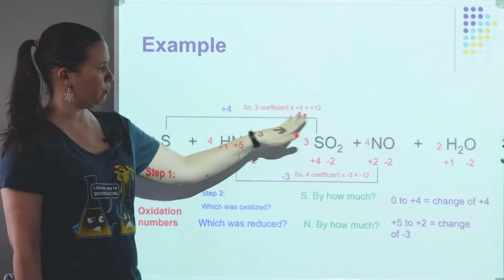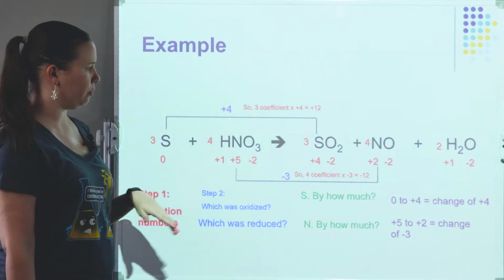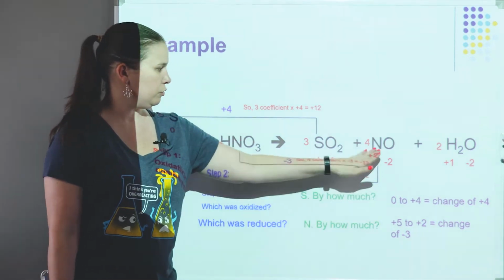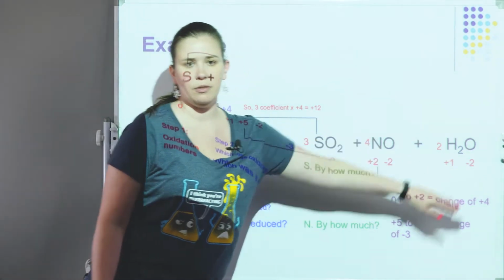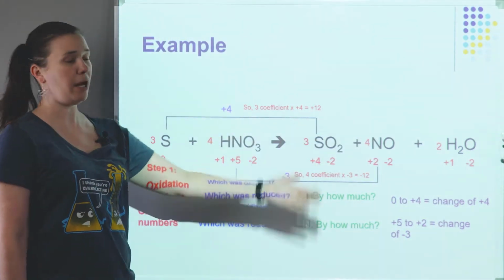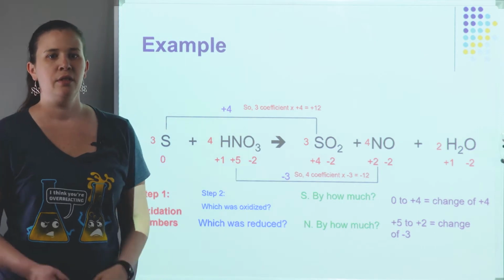So on the top, a multiplier of 3 applied to the sulfur molecules, whereas the multiplier of 4 applies to the nitrogen molecules. And then we can't forget about this little water over here. Make sure that the entire equation is balanced.